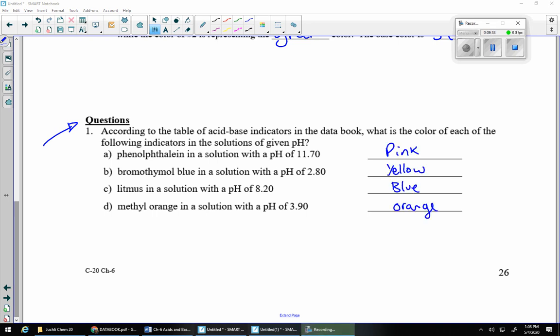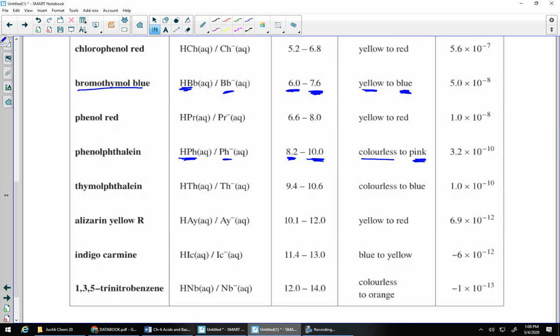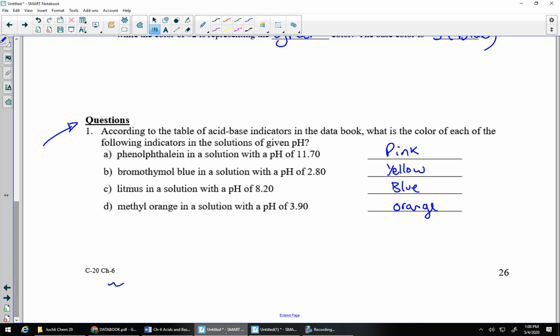Alrighty, so I've got my answers up here. I've got phenolphthalein with a solution of 11.7. Let's just double check. Phenolphthalein is right here. 11.7, that's more on the base side of things. That means it's going to be pink. Nice. Bromothymol blue with a solution of 2.8.